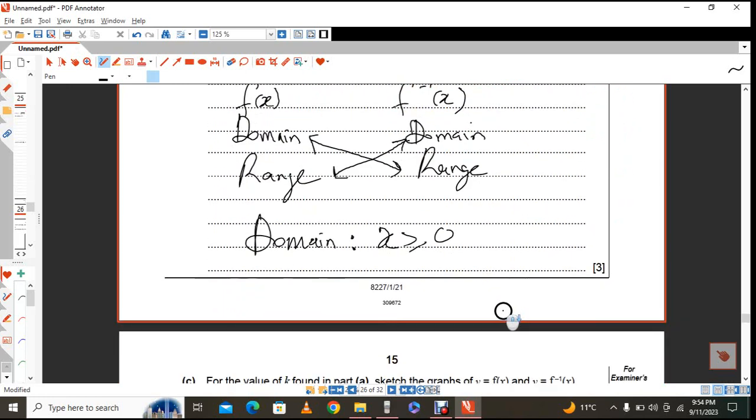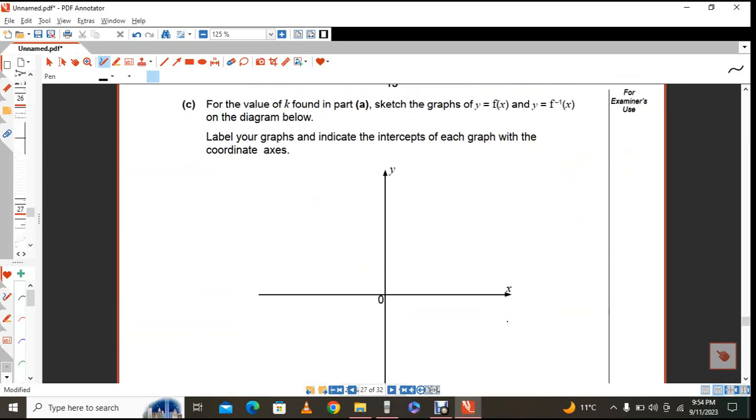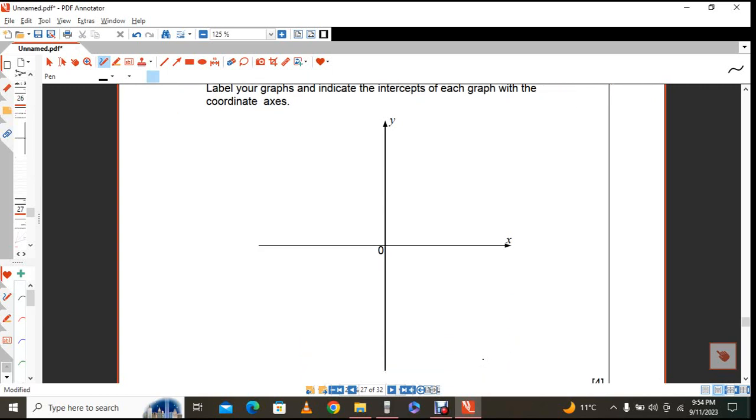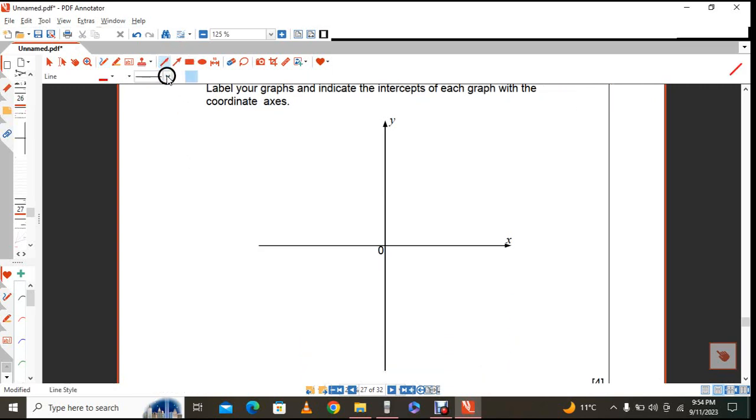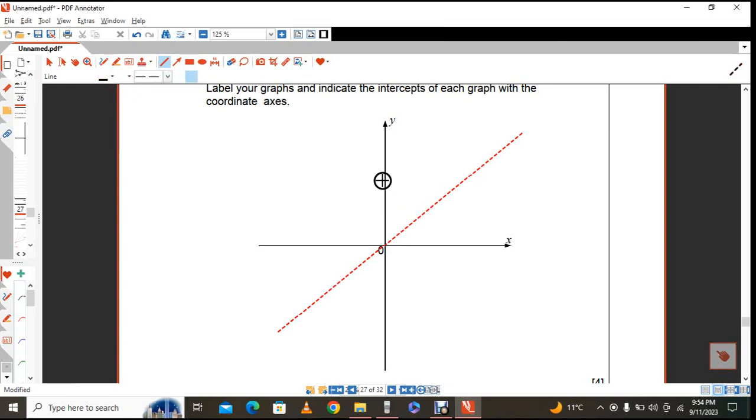Right, the last part is we now have to sketch these things. It's very important that once you sketch that you do not forget the very first thing, you must have an identity line. The identity line is the line y equals x, so we can actually bring that line in. It's going to be a dotted line, y equals x, that is the identity line, because the function and its inverse will be symmetrical about this line over here.